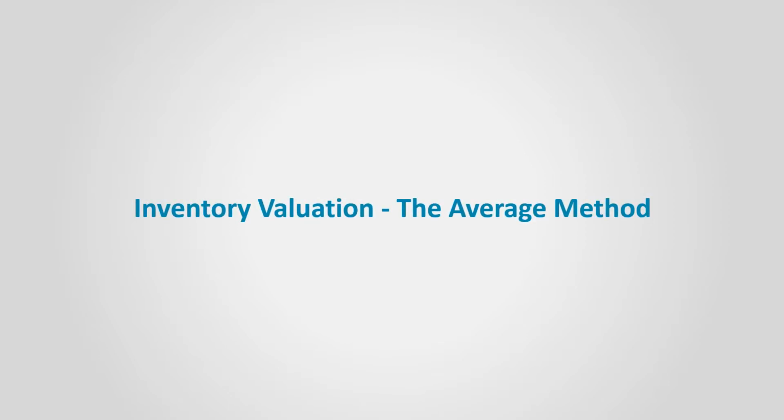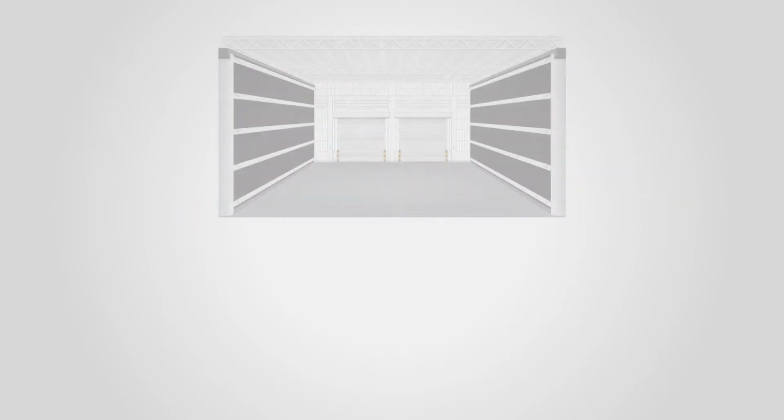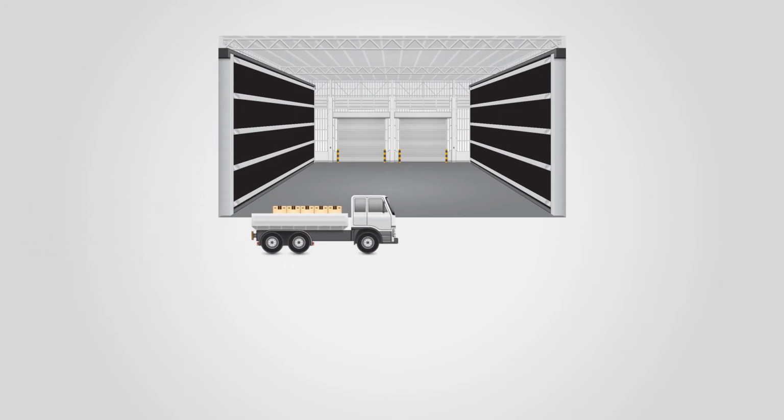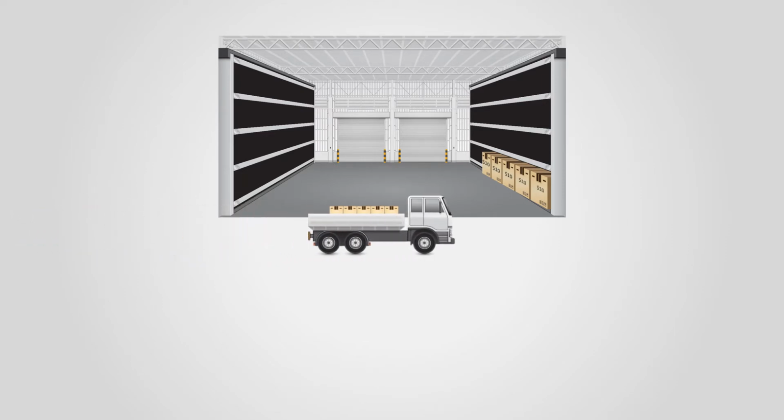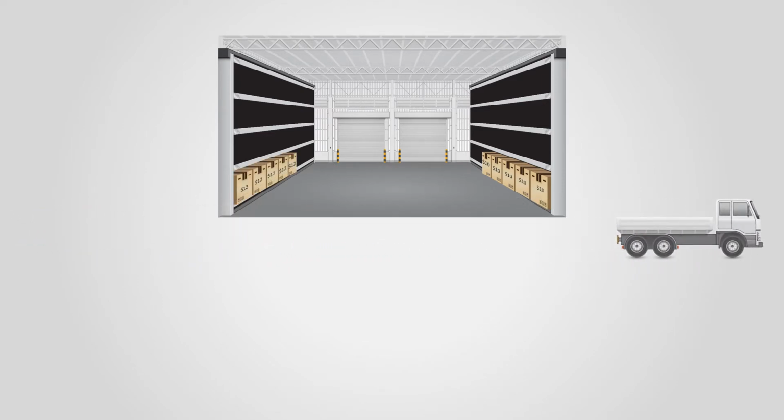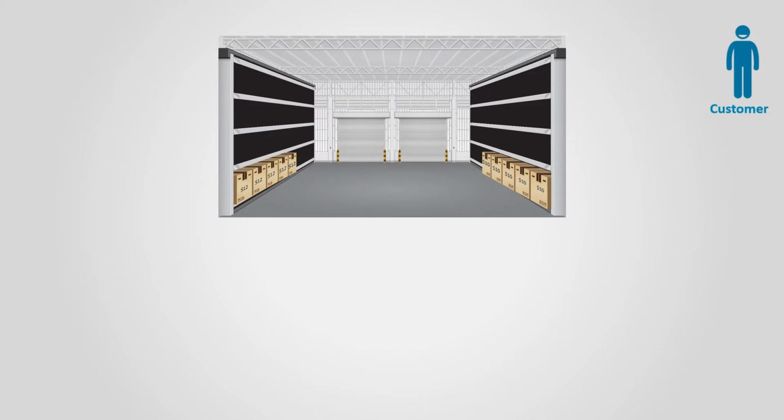Inventory valuation by using the average method. Let's assume that the business bought 5 units at $10 each in the first purchase. In the second purchase, it purchased another 5 units for $12 each. The business sold 3 units. What is the cost of the units sold?